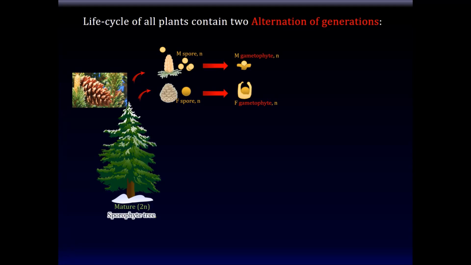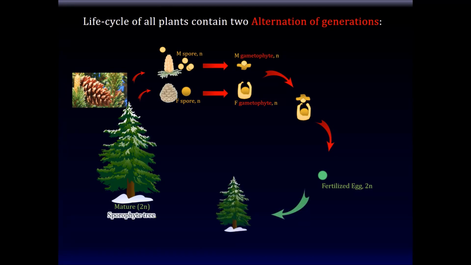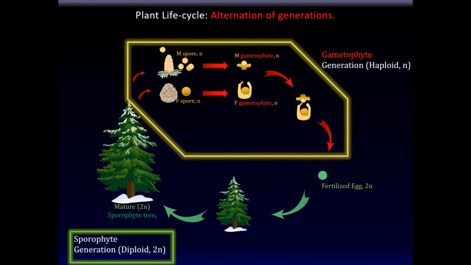So there is a female gametophyte and then there is a male gametophyte. And it is these gametophytes that give rise to the gametes, and then the gametes fuse. When the gametes fuse, they produce a fertilized egg, which is diploid. And it is this fertilized egg, the diploid zygote, that gives rise to a new sporophyte generation. And this little tree will grow to become again a mature diploid tree, which then will develop special organs to produce spores again. Now this is a cycle of alternation of generations.